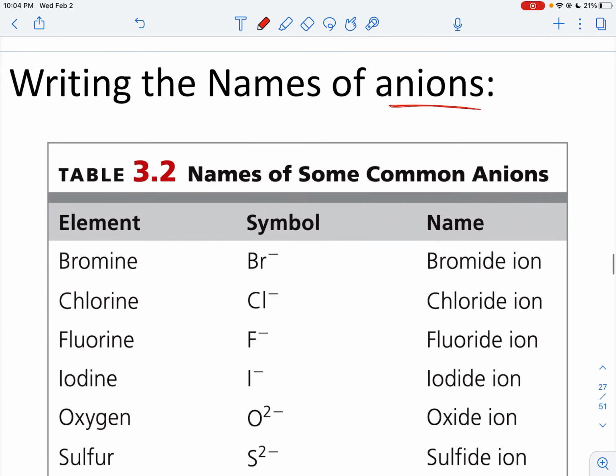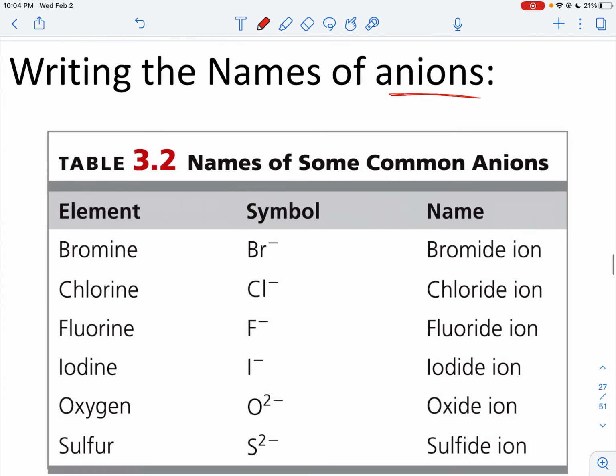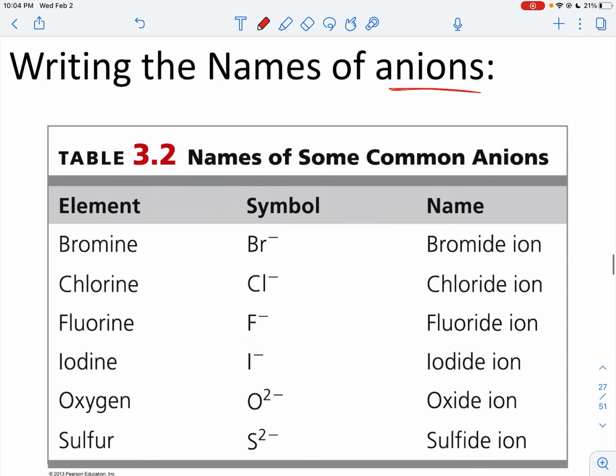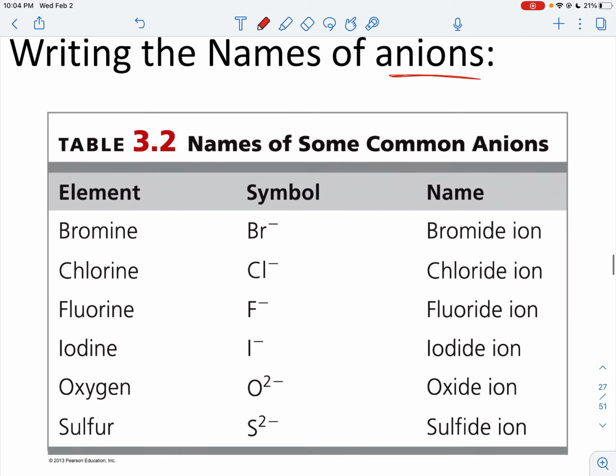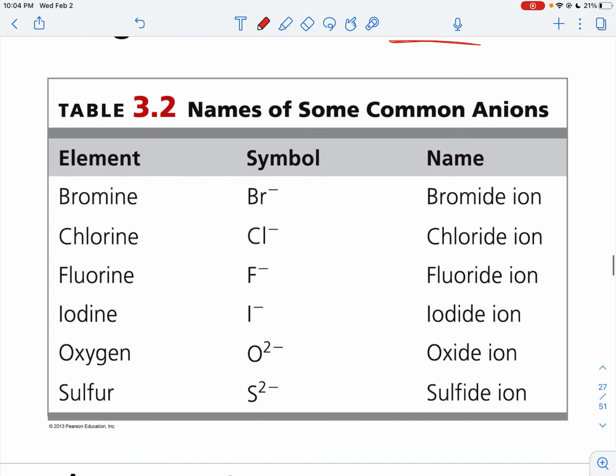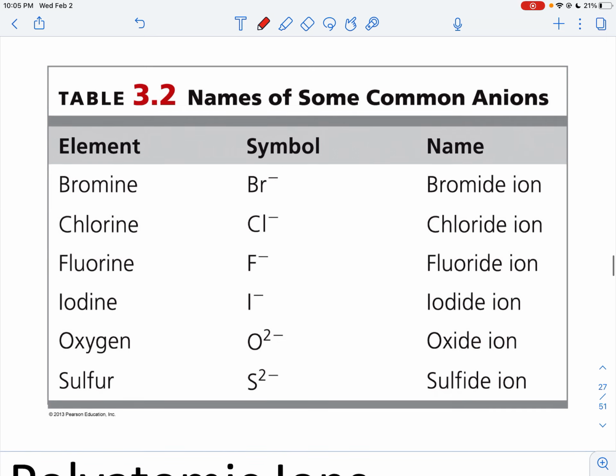Remember, anions are ions with a negative charge. They are atoms that have gained electrons. And so here are several common anions. Let's look at just the first one. If we have bromine, and it becomes an anion, the symbol would be Br with a -1 charge, because bromine is main group 7, so it would gain 1 valence electron to fill its outer shell and have 8. So it would just be a -1 charge.